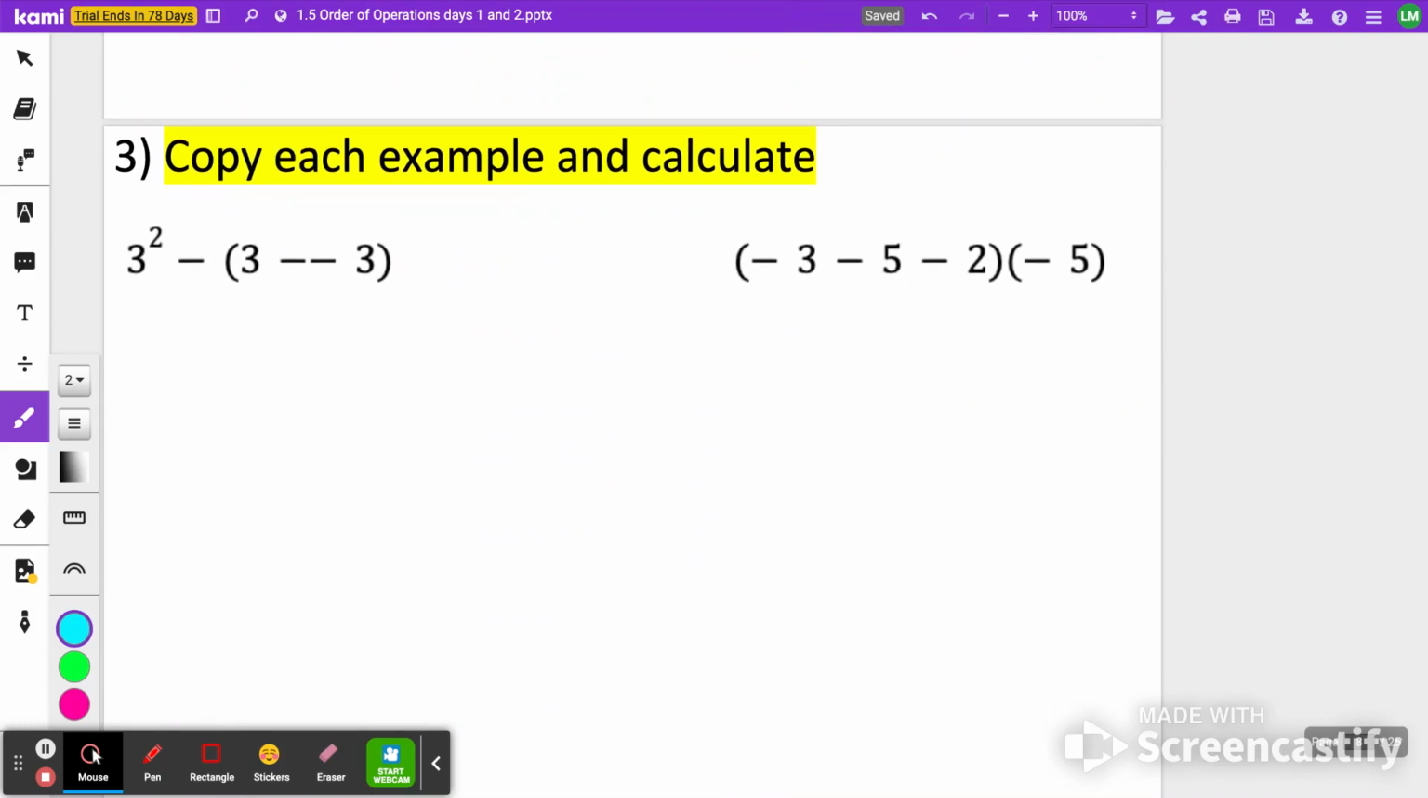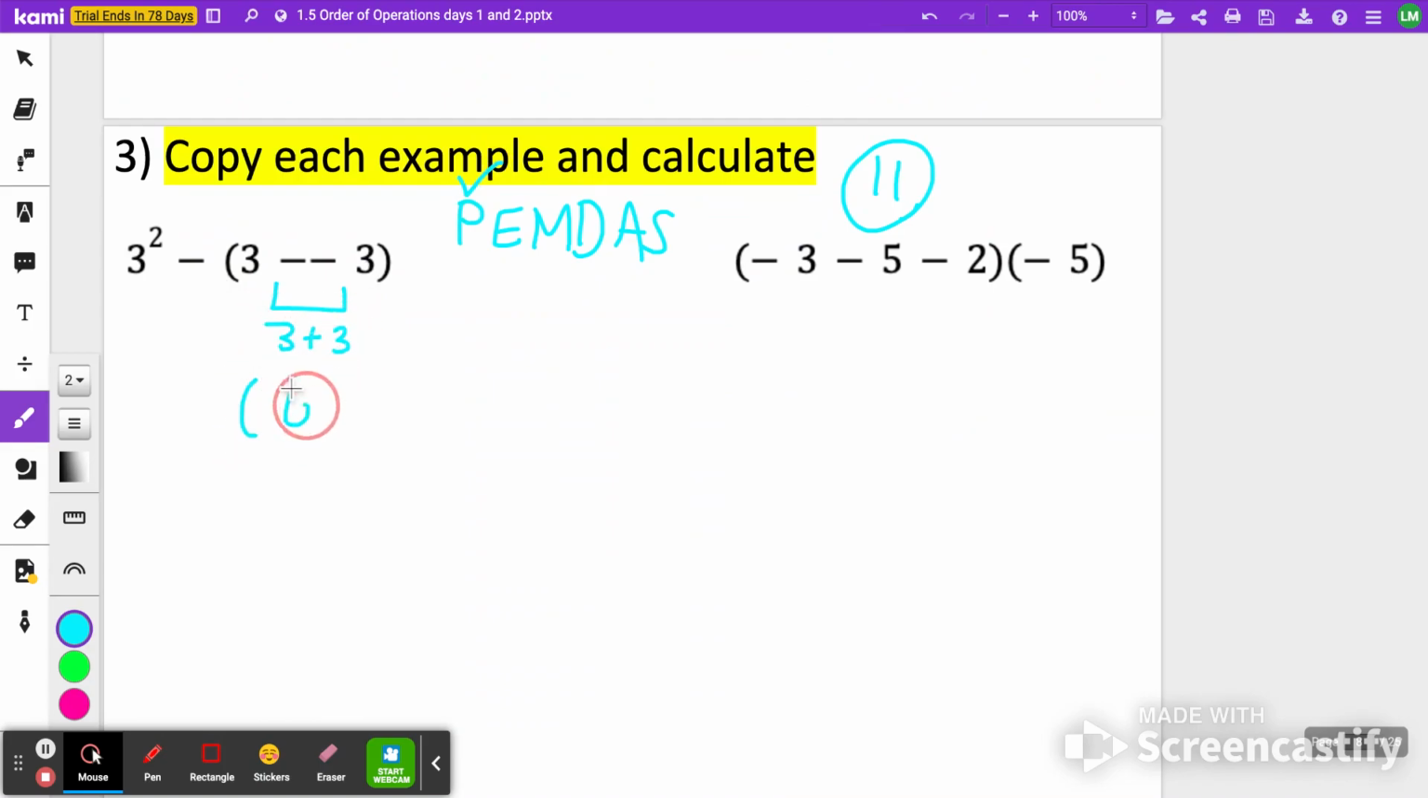Here's our third example. Again, take time now to pause the video, try these questions on your own, and when you're ready, click play. All right, showing my order of operations, I do have some parentheses, so I'm going to take care of those first. 3 minus negative 3 actually means 3 plus positive 3, and that's going to give me a 6. I'm going to bring down everything else and then continue on with my order of operations.